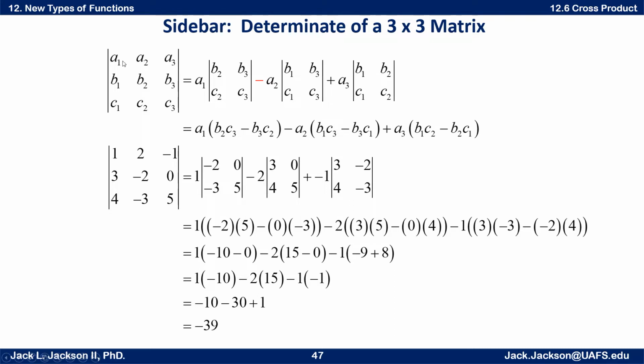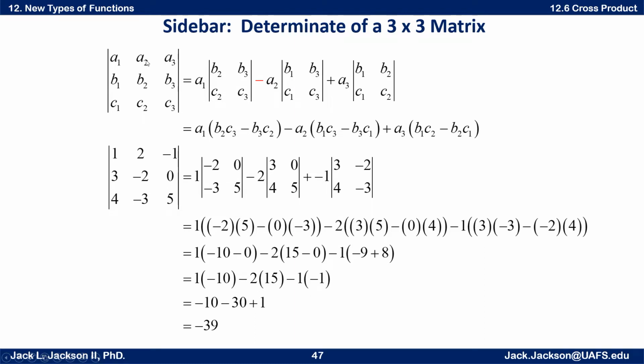So if we expand by the first row, what you do is you take A1 times the determinant of its minor. Its minor is: remove the row and the column that A1 is in and look at what's left, leaving them in their same relative positions. So if you remove the first row and the first column, you're left with B2, B3, C2, C3 in a 2x2, four-number matrix, and take the determinant of that.